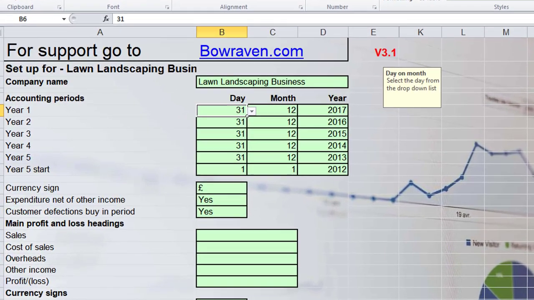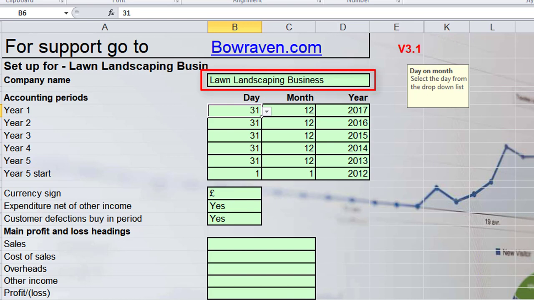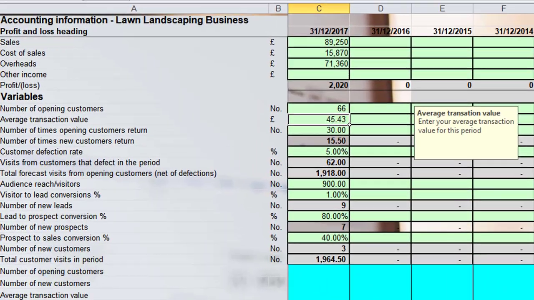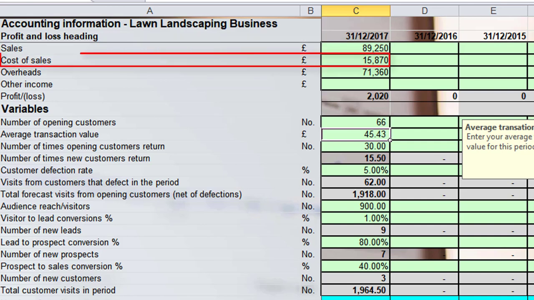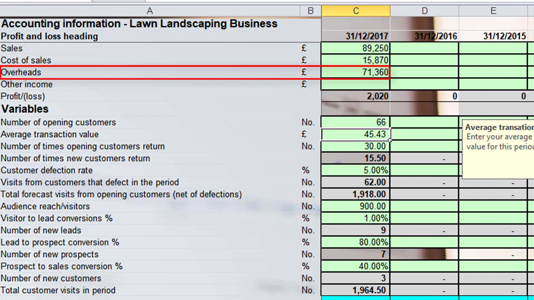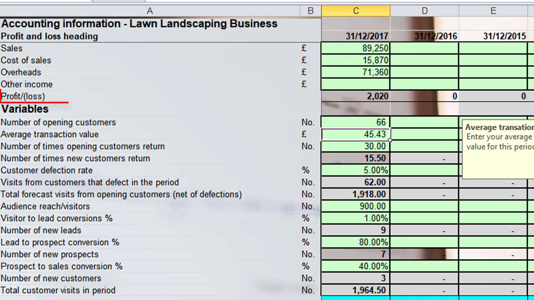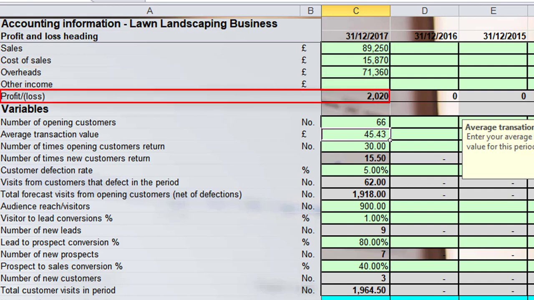I've gone into the setup and entered a lawn landscaping business, and I've set up the year end as 31st December 2017. In the data, I've put in sales of 89,250, cost of sales of 15,870, and overheads of 71,360. This leaves a very small profit of just over £2,000. Of course, something needs to be done, because a profit of £2,000 isn't going to get you very far.